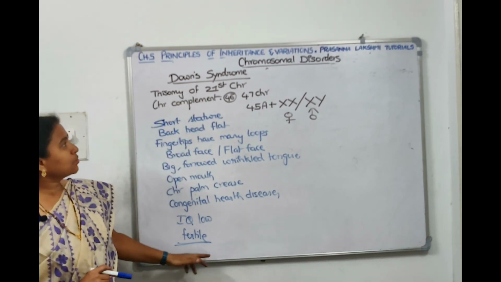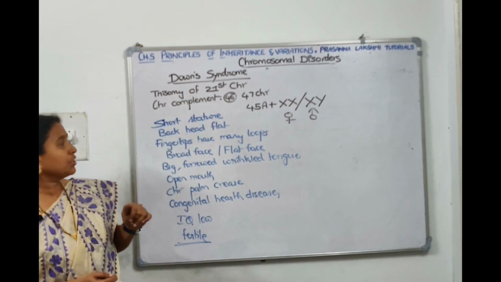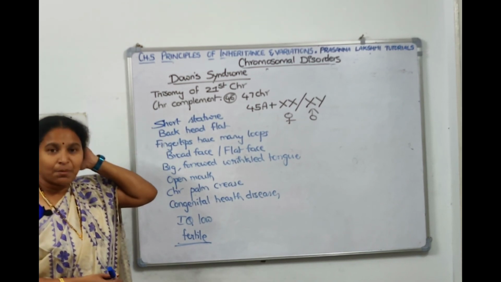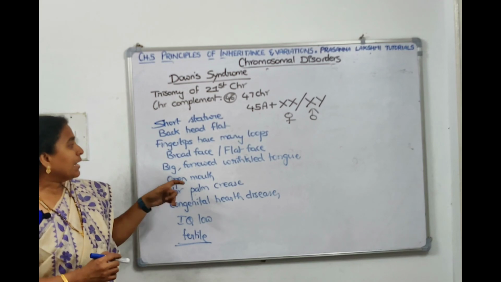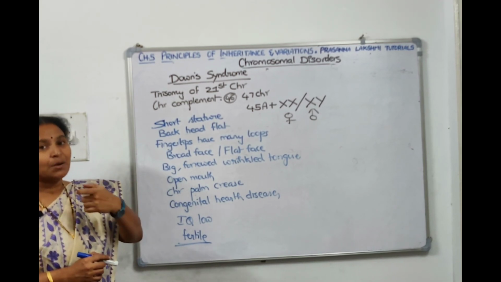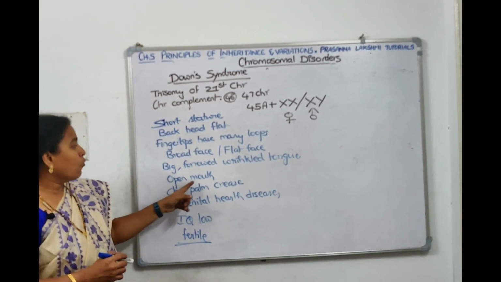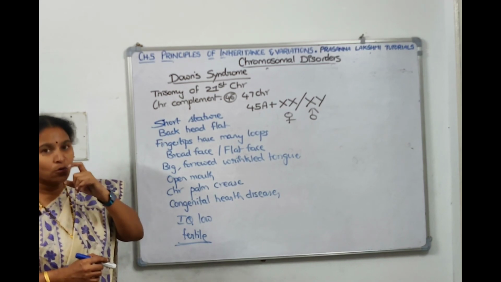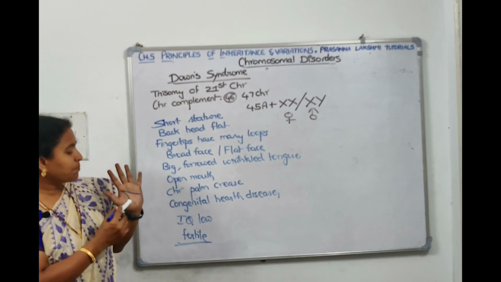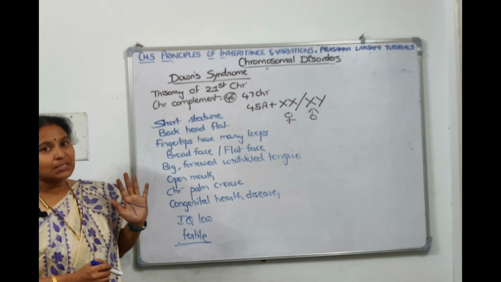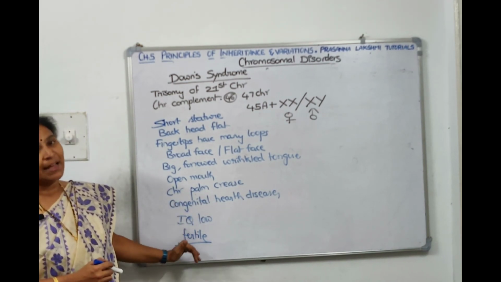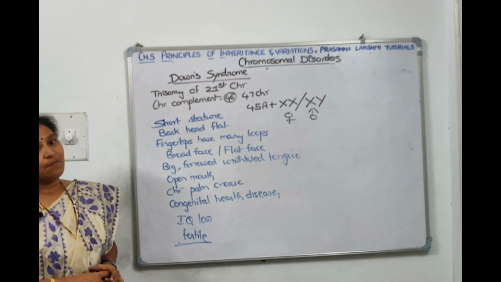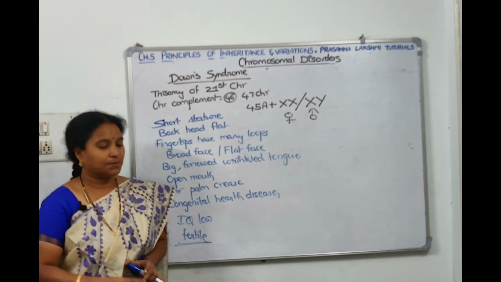What are the symptoms of Down syndrome? They will be of short stature. Back of the head will be flat. Fingertips will have many loops. Big and furrowed and wrinkled tongue. They can't talk like us fastly. Open mouth, because of long tongue they can't close their mouth properly. Characteristic palm crease will be there. By birth itself they have heart disorders. IQ will be low, but still they are fertile. Take a screenshot, then we will get into the allosomal disorders.